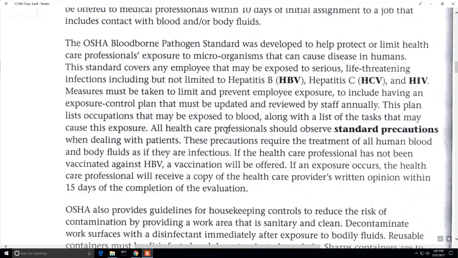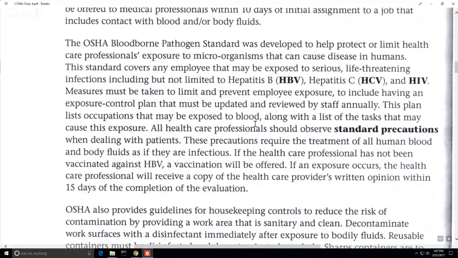And this plan lists occupations that may be exposed to blood, along with the list of tasks that may cause this exposure. And all healthcare professionals should observe standard precautions when dealing with patients. These precautions require the treatment of all human blood and body fluid as if they are infectious. So just treat it like that. Then you will be safe.